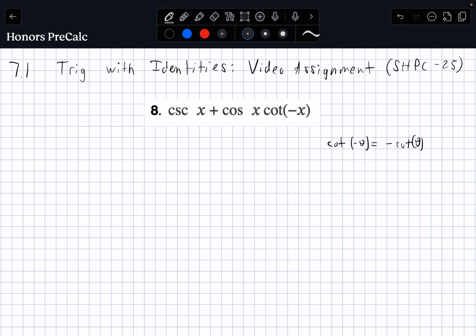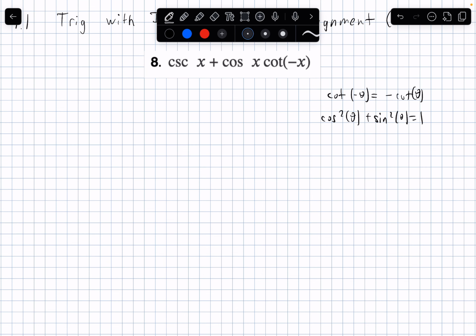Okay, and the next identity we're going to be using for further simplification is cosine squared of theta plus sine squared of theta equals 1. And we're going to simplify that further later.